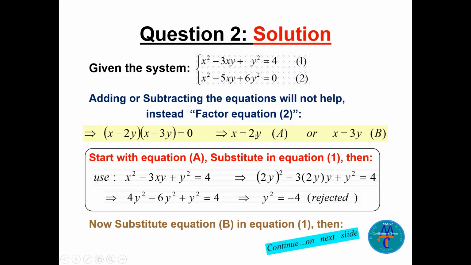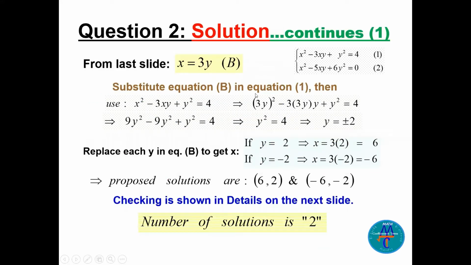X is equal to 2y and replace it in equation 1. When I do that, I will get y squared is equal minus 4, which is rejected because that's a positive number and this is a negative number. Now I can take equation B, x is equal to 3y, and replace it in equation 1 also. I will get y squared is equal to 4. If you go by the calculation here, please, by checking, y squared is equal to 4, so y will be plus or minus 2. So I can find the x now.